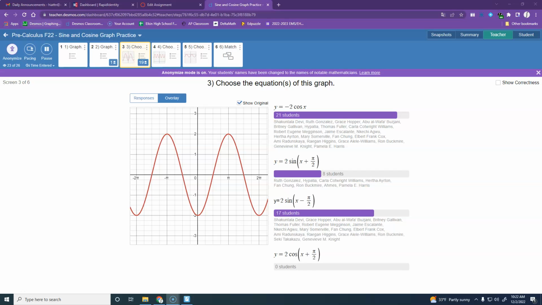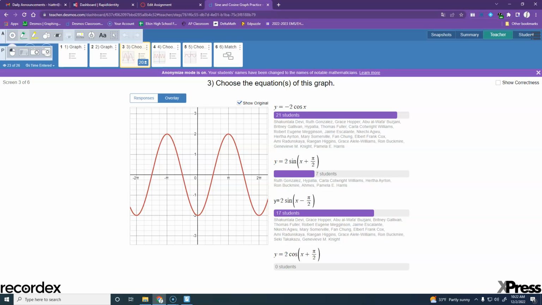So with our sine graph, why is this not showing up? There we go.